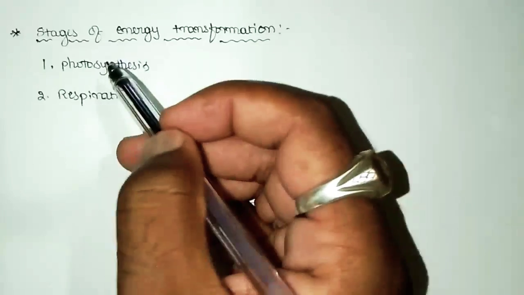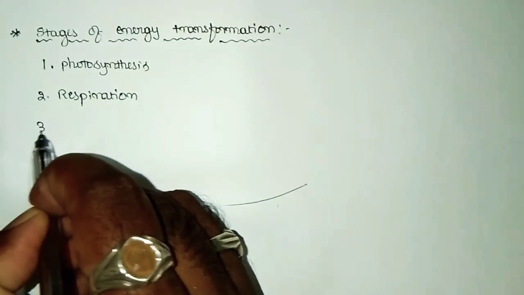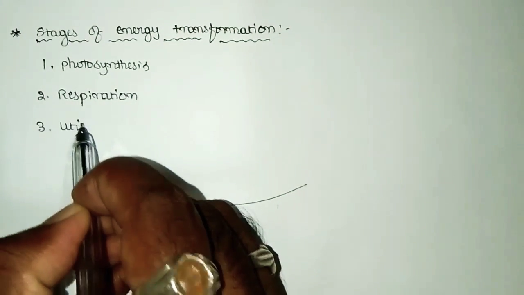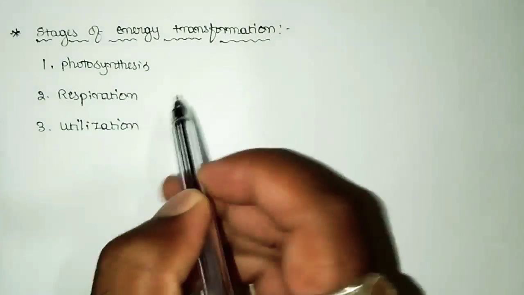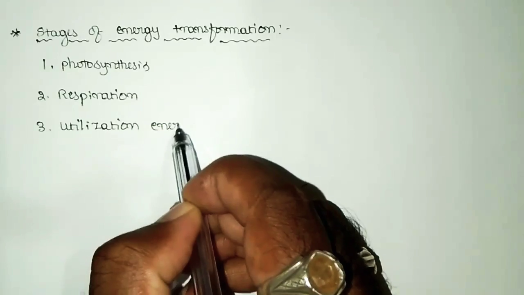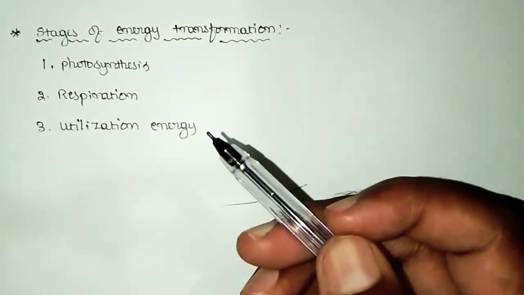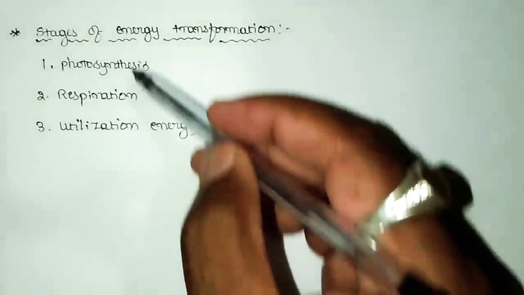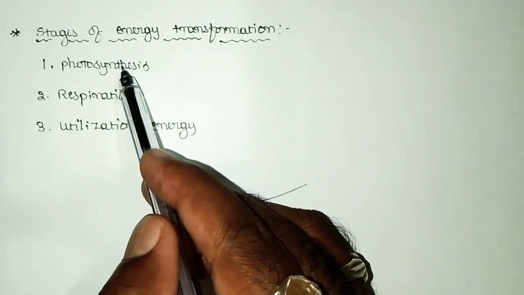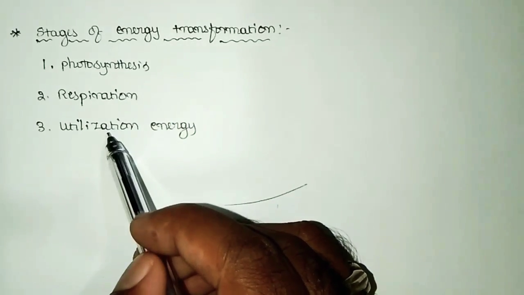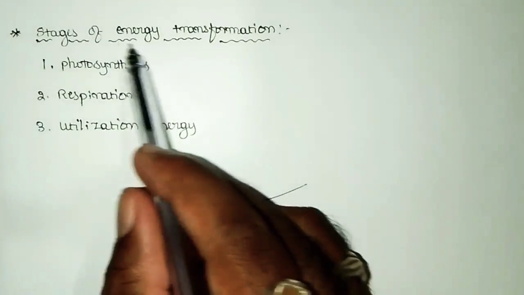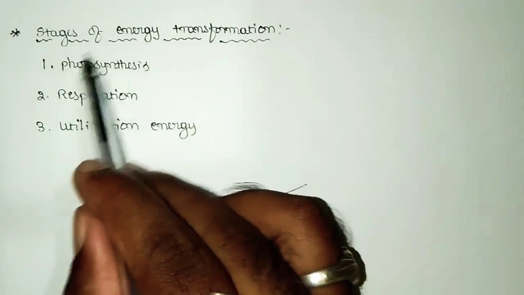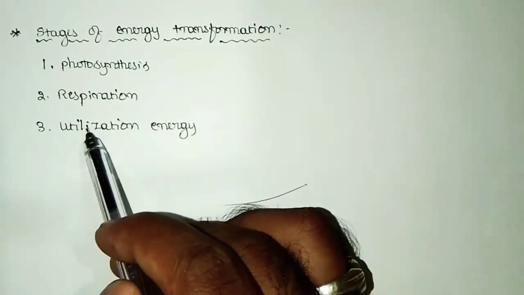First one is photosynthesis, second one is respiration, and thirdly, the most important one, that is utilization of energy. So here we majorly observe the complete utilization of energy. So these are the 3 stages of the energy transformation. The first one is photosynthesis, second one is respiration, and third one is utilization of energy. And now we shall see the exact way of energy transformation in each and every step.